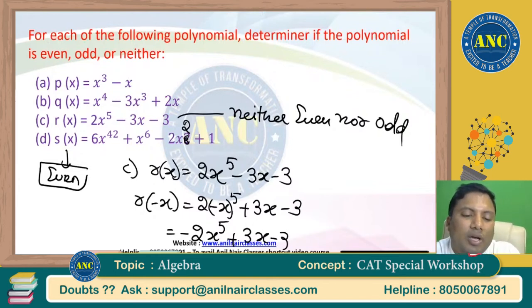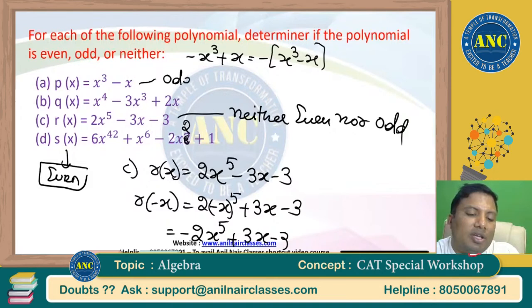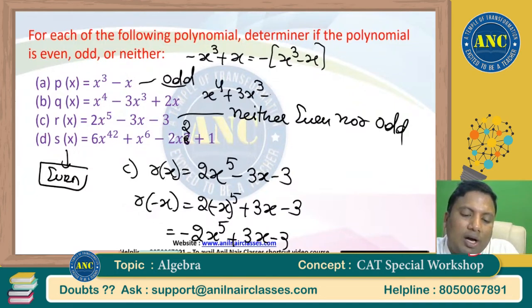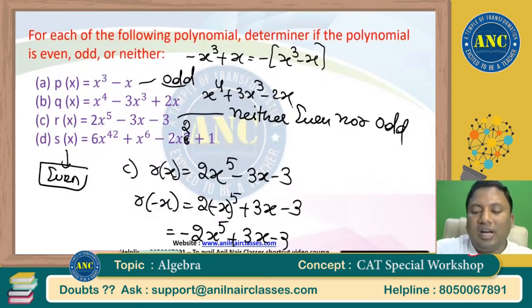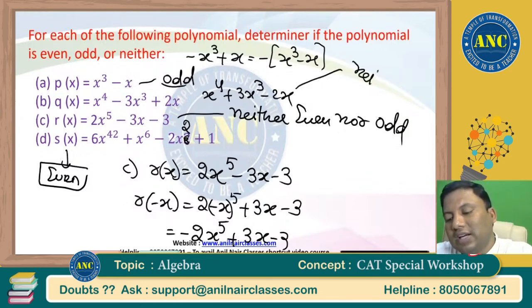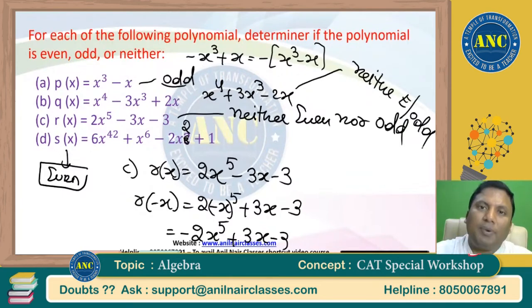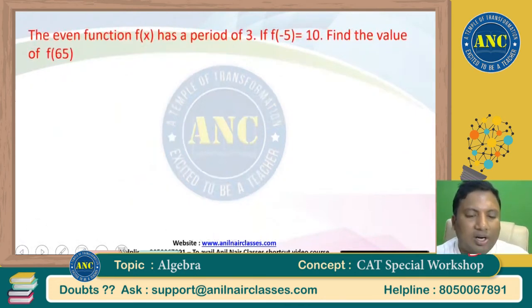First one, if I replace x with minus x, this is minus x cube plus x, which is minus of x cube minus x. This is an odd function. Now if I replace x with minus x in the last one, x power 4 is plus, with 3x cube and minus 2x. Both the functions are different, so the answer is neither even nor odd. These are some sample examples to check whether a function is even or odd.